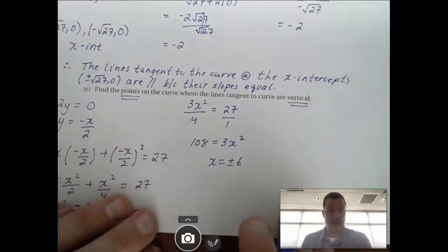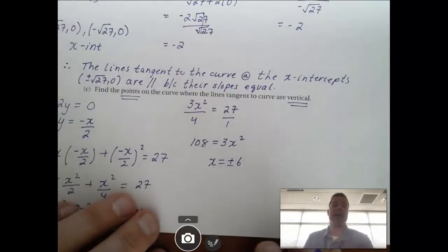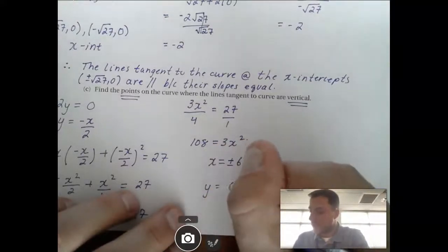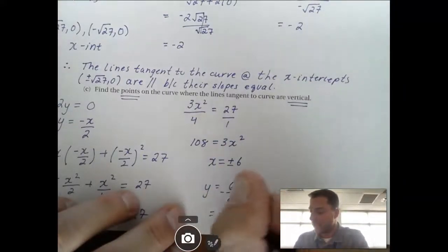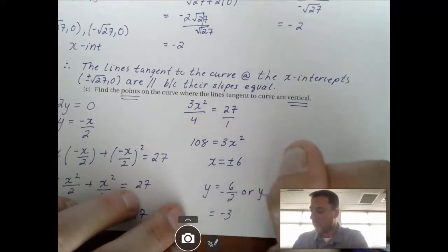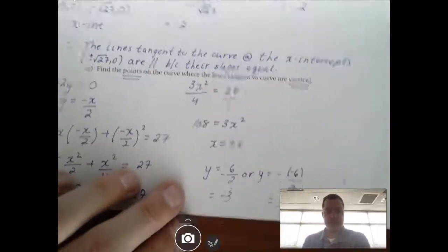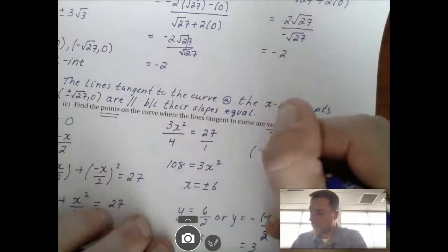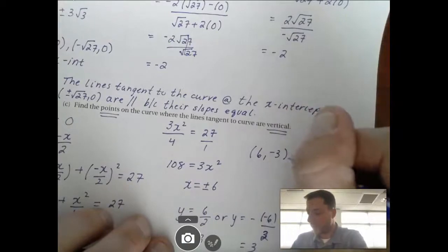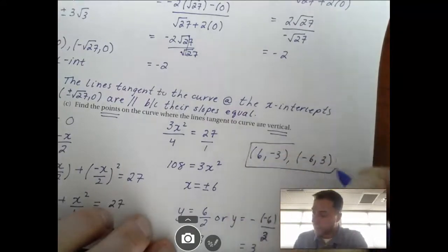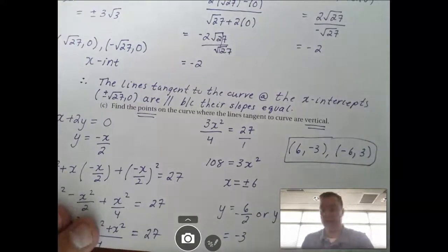So now we have the x values of where our curve's slope is undefined. So we know that y equals negative 6 over 2, which is negative 3, or y equals 6 over 2, which is positive 3, excuse me, here. So our 2 points are 6, comma, negative 3, and negative 6, comma, 3. Those are the 2 points where our lines tangent to the curve are vertical, where they're undefined.